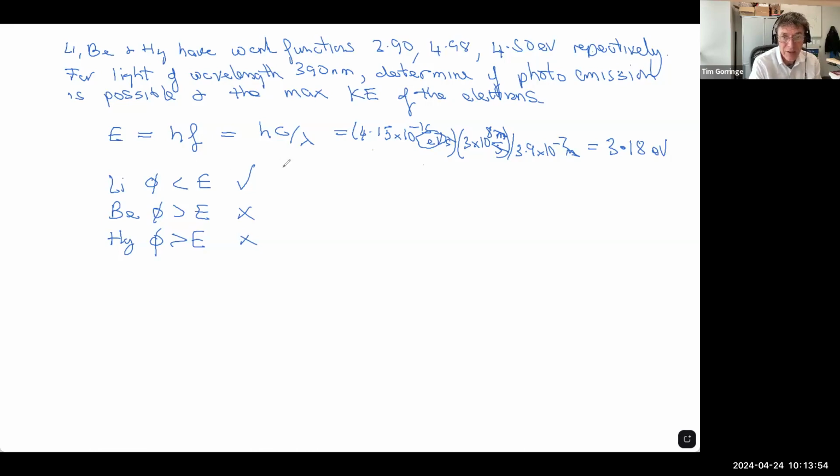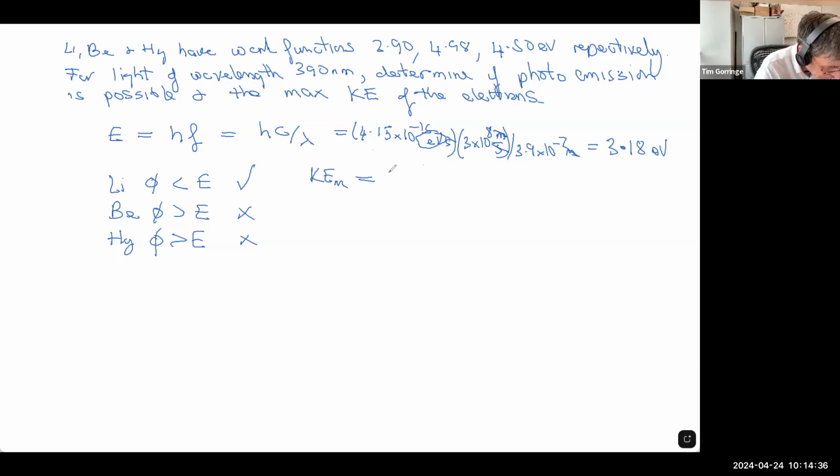So we've discovered here by just comparing the energies of the photons and the work functions of the material that only lithium can undergo the photoelectric effect for this wavelength of light. We can also calculate then for lithium what the maximum kinetic energy of the electrons will be. The maximum kinetic energy is just the energy that's left after absorbing the photon, using some of its energy to release the electron. There'll be some left for lithium, and that is the maximum kinetic energy that the liberated electrons can have.